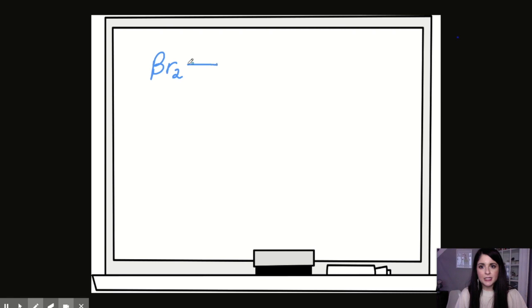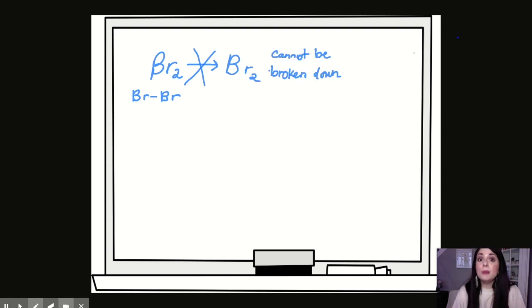Bromine is considered a molecule, of course, because it's bromine bonded to another bromine. So I have bromine bonded to bromine there, but I can't break bromine down into something more simple and stable. This is already one type of element, so this can't be broken down. Again, it's already simple, it's just bromine.